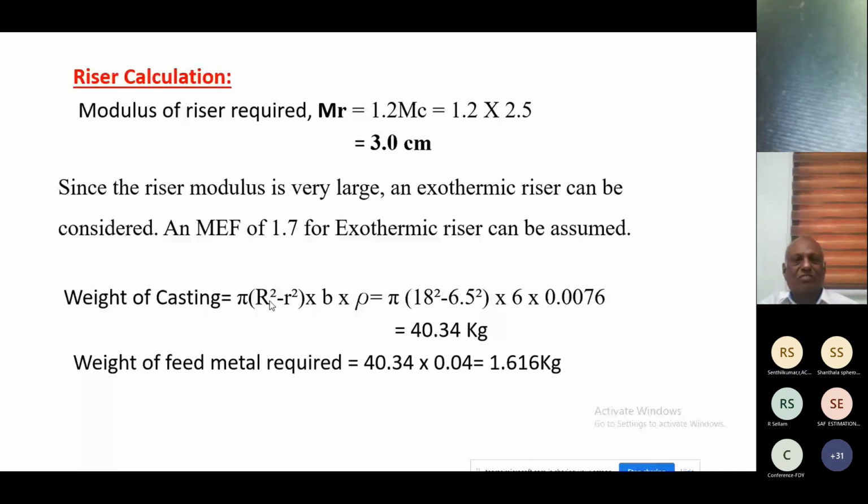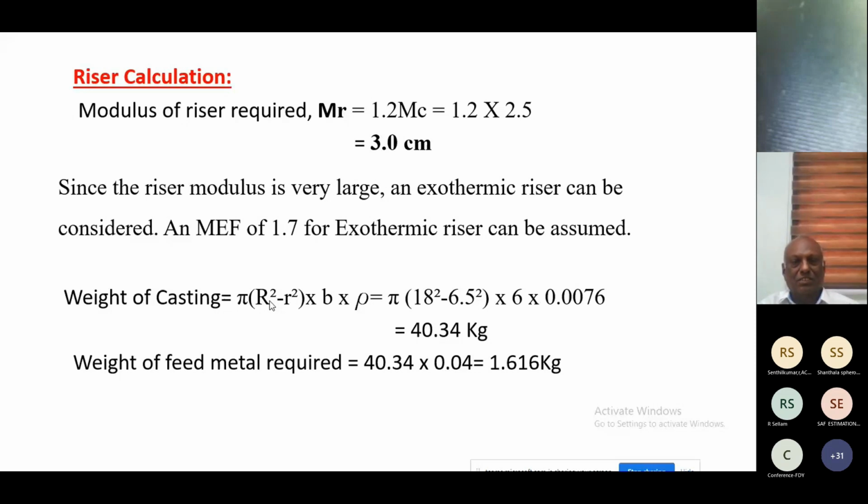Since the riser modulus is very large, we can consider an exothermic riser. Otherwise, a hand riser will be too large and it will be uneconomical. An exothermic riser can be considered. For exothermic riser, generally 1.6 to 1.7 is the MEF given by the manufacturers. Here, we are going to assume 1.7 as the MEF.